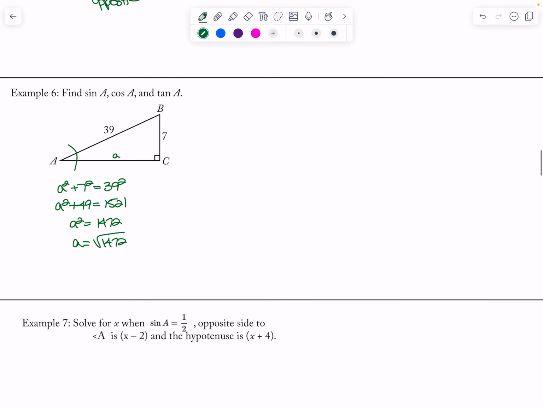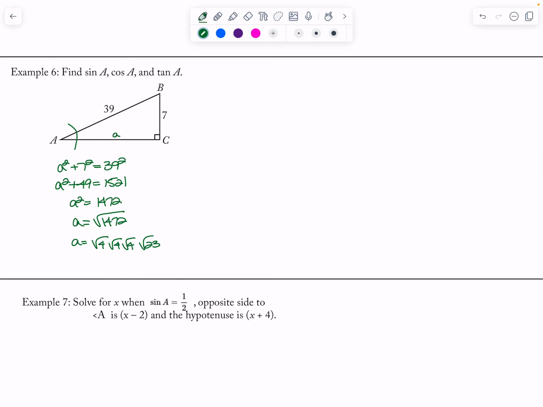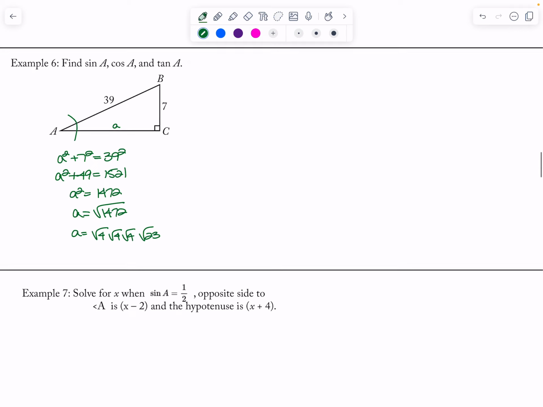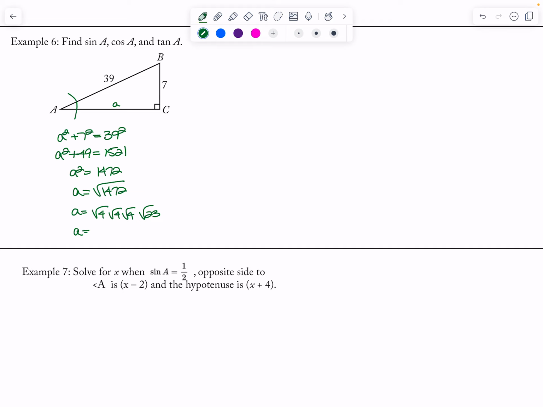And now this breaks down. My a is root 4 times root 4 times root 4 times 23. So I broke it down by 4s because you might have been able to break it down by 64, but I probably wouldn't have been able to do that without a calculator. So I would have just broken it down easier by 4s and just keep trying to break down by 4 or 9, which are perfect squares. Okay, so then I get a is equal to 8 root 23.